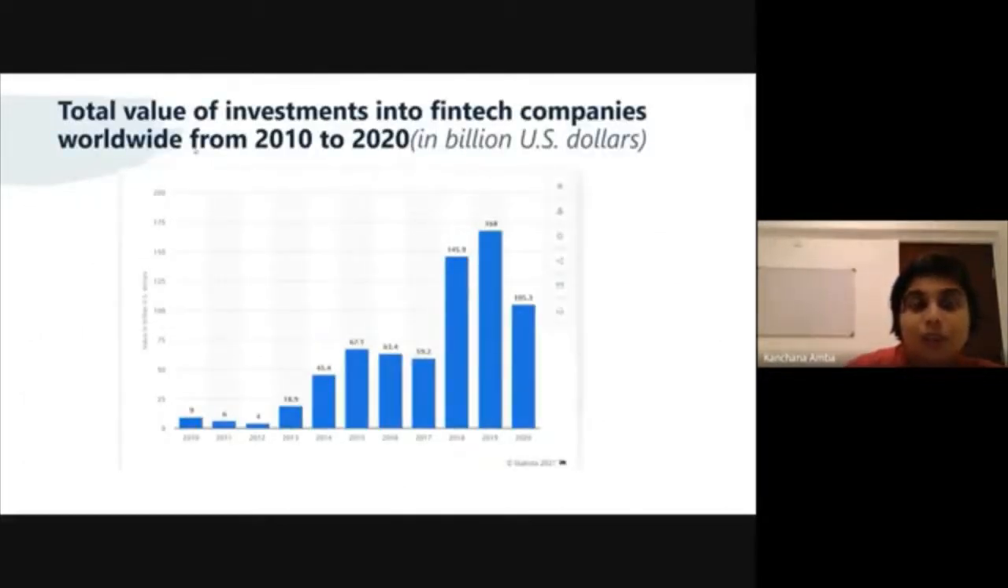So the total value of investments into fintech companies worldwide from 2010 to 2020, right? This is in billions of US dollars. Here again, you can see that 2013 was when it started to pick up. And then we see a fair growth, right? 2020 is an odd year, as we all know, because of the COVID closures. But we see that this trend is pretty much then 2019.